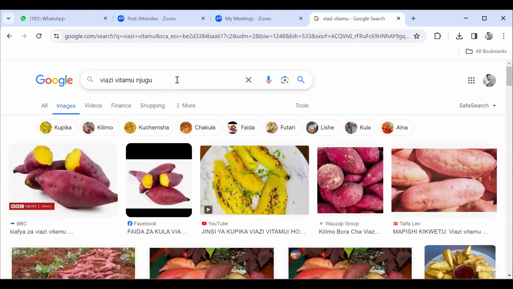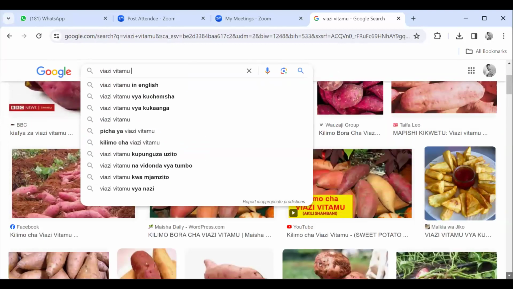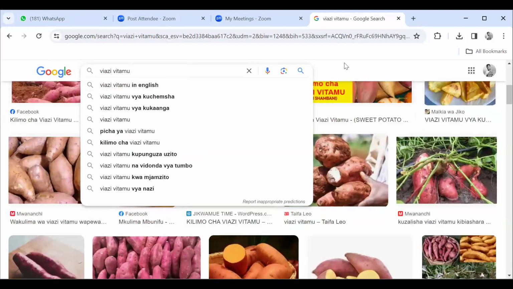In our tradition, they could grind the groundnuts into flour. Then they make a porridge from the flour of the groundnut. Then you serve the porridge together with the sweet potato. You dip the sweet potato in the porridge and you eat. That could be a breakfast enough for the whole day. It was a strong food for you to survive. And we also planted the sweet potatoes, like in my home back in the villages. These are the sweet potatoes, which we call viazi vitamu in Kiswahili.